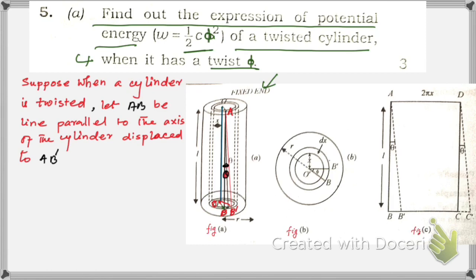And this AB is parallel to the axis O dash. This is O dash, right? And the angle subtended by the arc BB dash at the center is phi. This angle is phi. We have considered it that way, right?